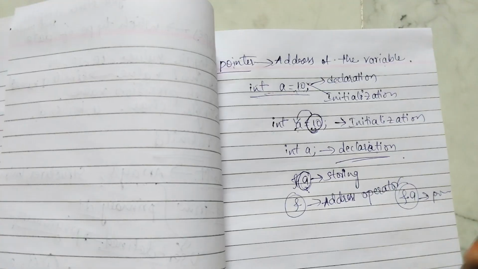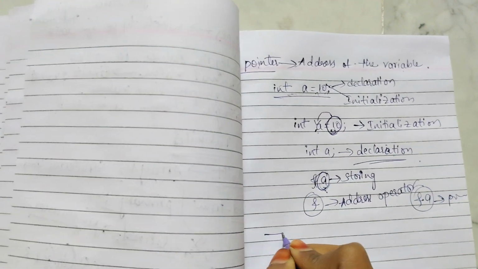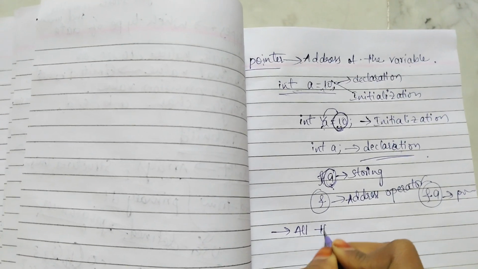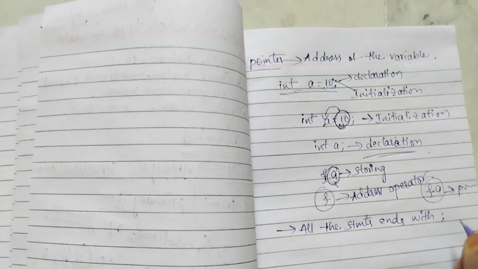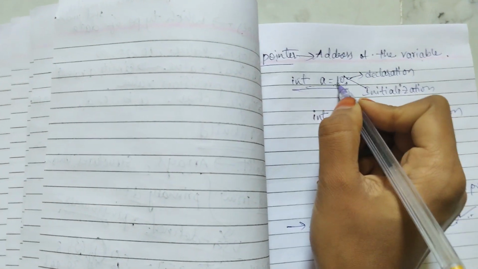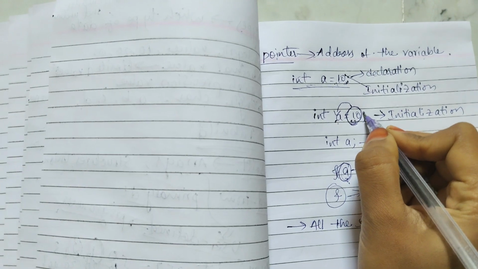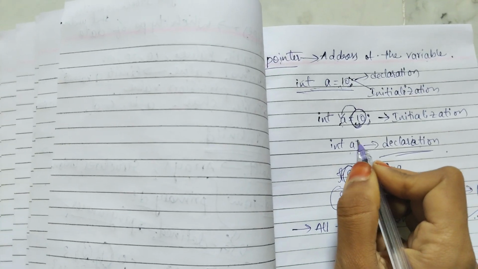Clear? Again, if you observe one more thing here, all the statements end with what? Semicolon. This is the most important thing that you have to remember. All the statements end with a semicolon. A is equal to 10, I have taken the semicolon. At the end of each statement, you have to put a semicolon. Clear with the pointer concept?